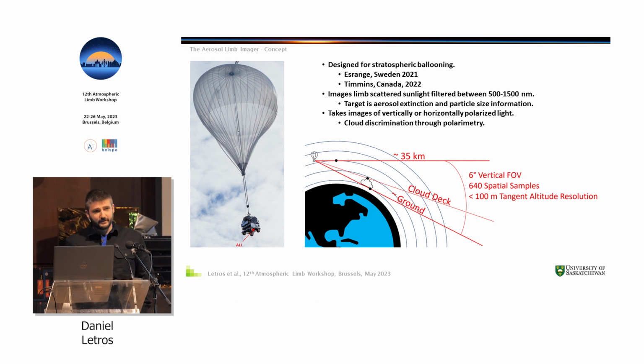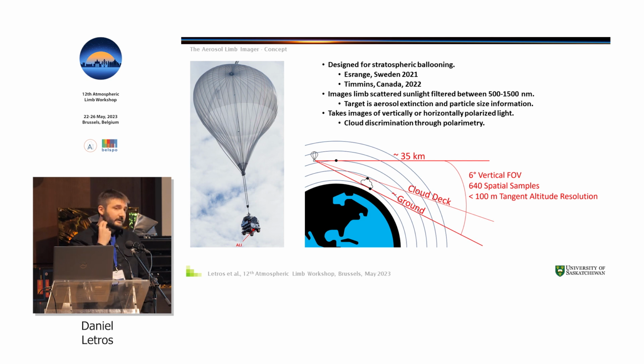Now there's been a lot of satellite talk in this conference, so just to remind everyone about the kind of geometry we face with stratospheric ballooning. Typically these balloons float at an altitude of about 35 kilometers. We design our version of ALI to have a 6-degree vertical field of view. So from this height, we measure from the float altitude of the gondola all the way down to the ground. In this cone, we get 640 spatial samples, which yields about 100 or less meters of tangent altitude resolution.